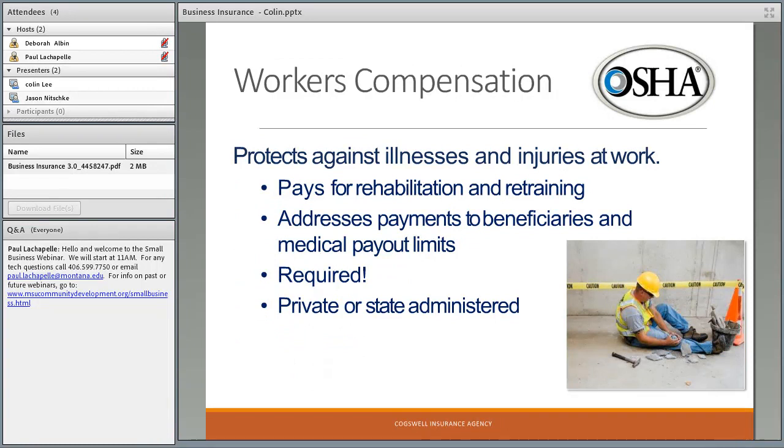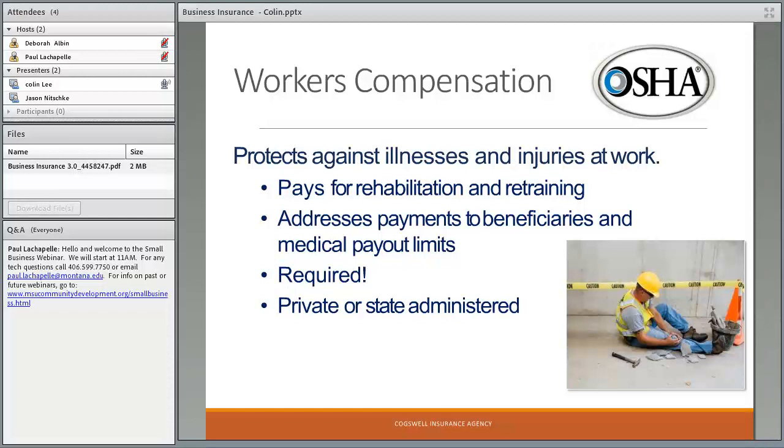Workers' compensation, that's another very common coverage, and it pays for your injured employee's medical bills. It also pays to retrain them. It's required by the state of Montana, and you can get those coverages through the Montana State Fund, or there are other carriers that offer work comp as well.